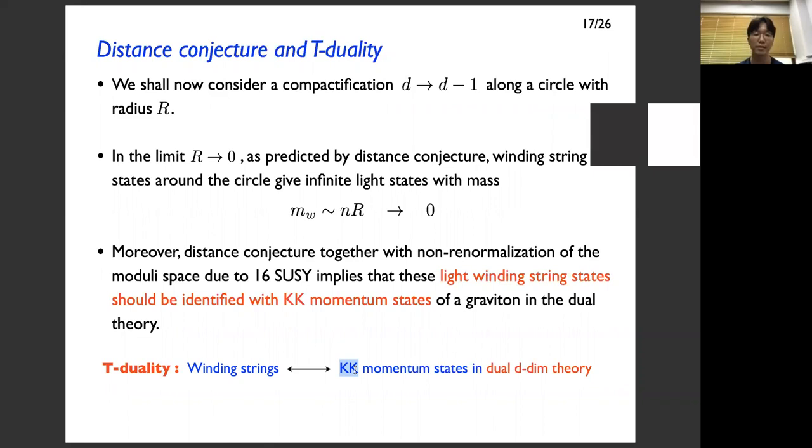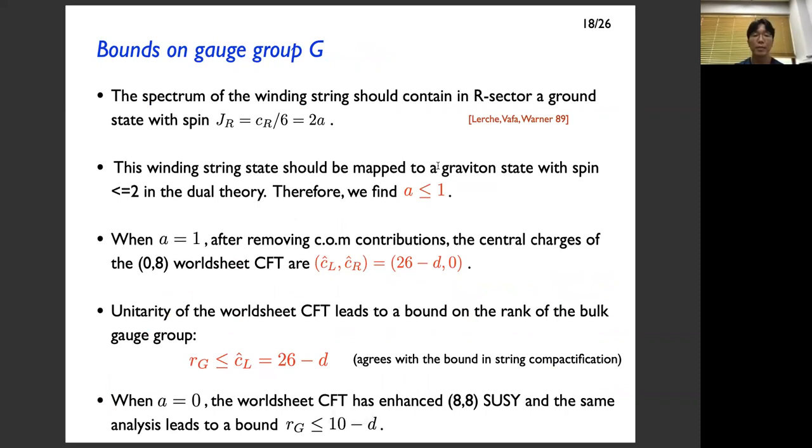In addition, in this paper, they said that the spectrum of this winding string state should contain a ground state in the Ramond sector with the spin J_R, which is the same as c_R over 6. And we computed the right-moving central charge. It was 12A. So there must be a winding string state with the spin 2A.